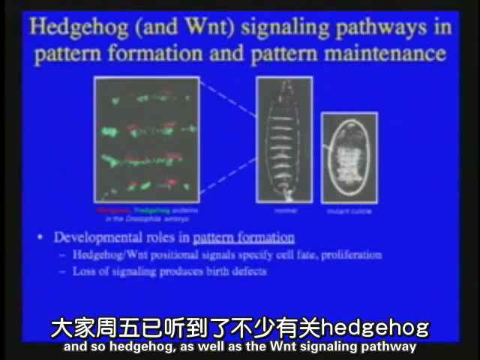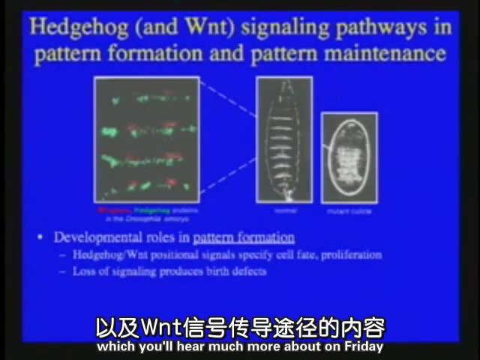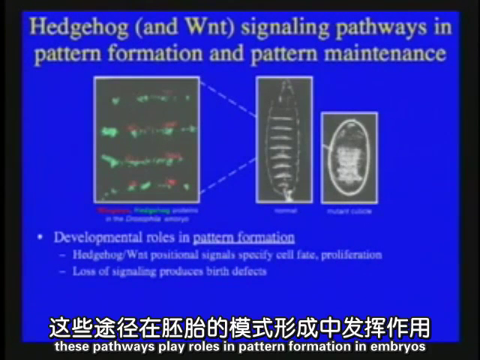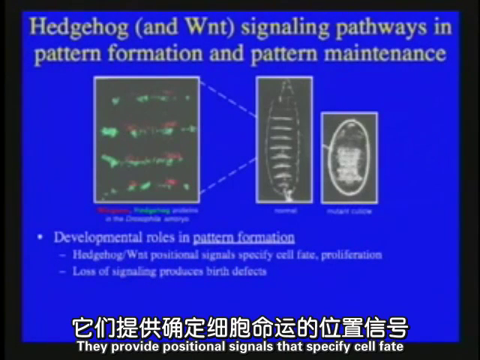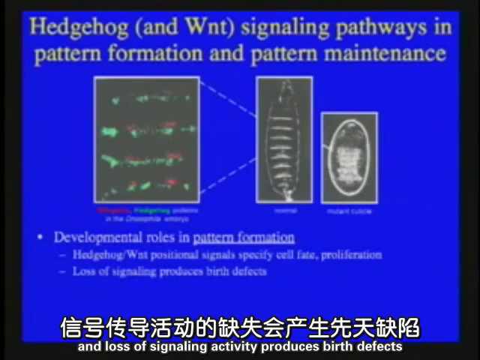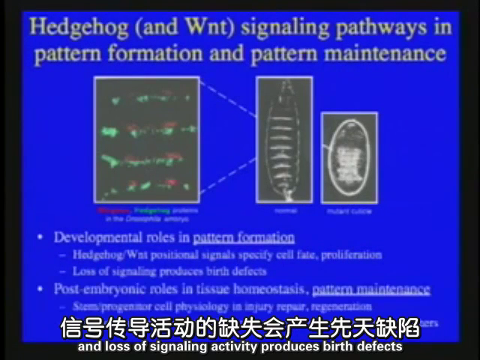And so hedgehog, as well as the Wnt signaling pathway, which you'll hear much more about on Friday, specifically from Roel Nusse, these pathways play roles in pattern formation in embryos. They provide positional signals that specify cell fate. They also regulate proliferation in a variety of tissues, and loss of signaling activity produces birth defects.